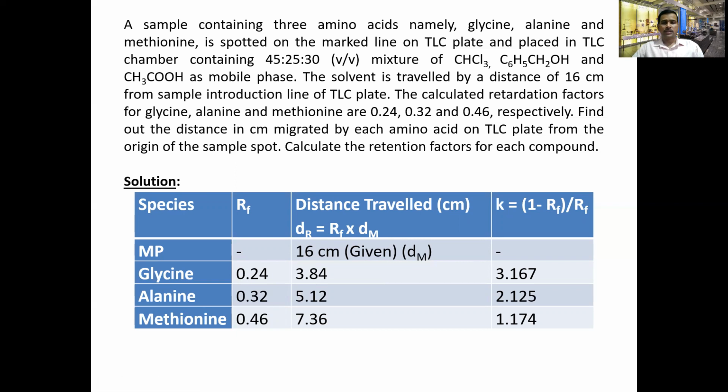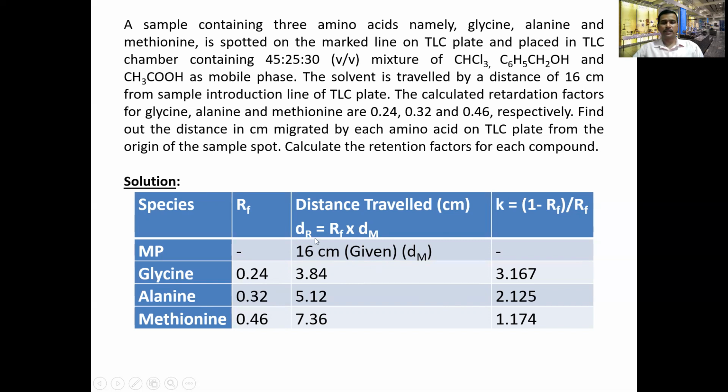You know the relationship that RF is equal to dr by dm. So what they're asking is that you have to calculate the retention factors and the distance moved by each amino acid. We know RF is equal to dr by dm, so dr is equal to RF into dm. RF values have been given. For glycine, it is 0.24. For alanine, it is 0.32. For methionine, it is 0.46. The dm value is given: 16 centimeter has been moved by the mobile phase.